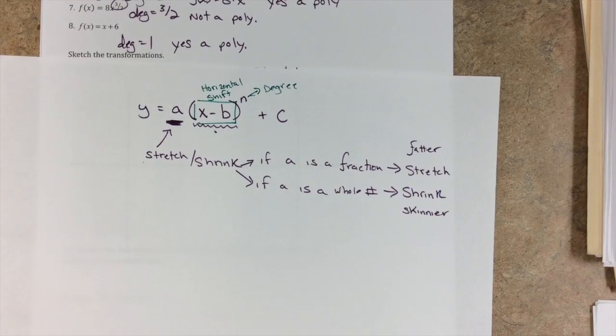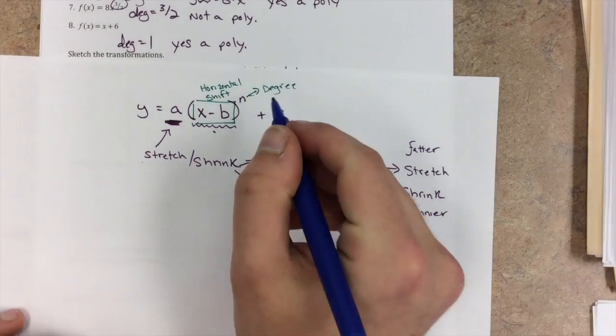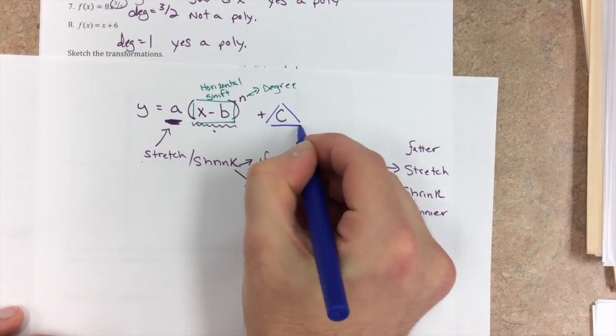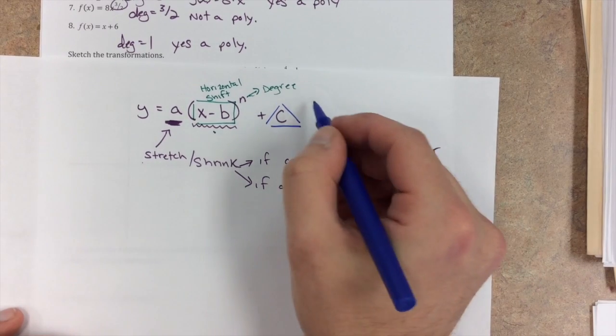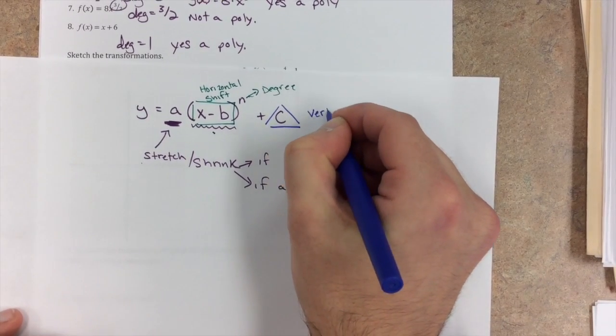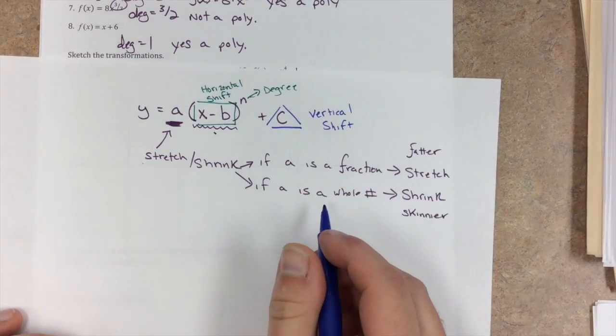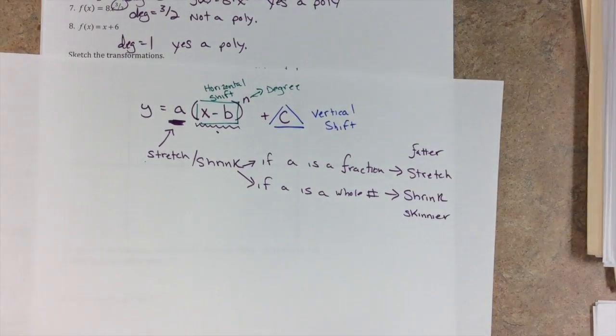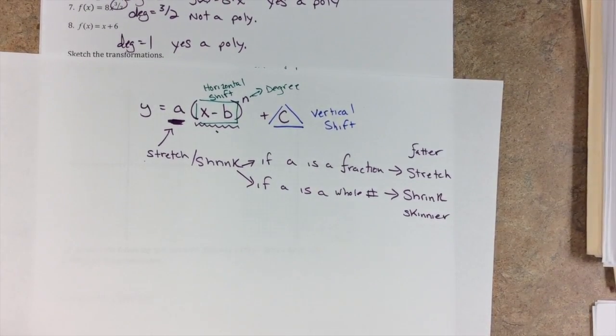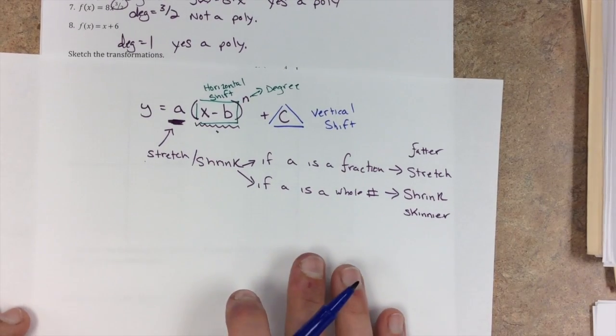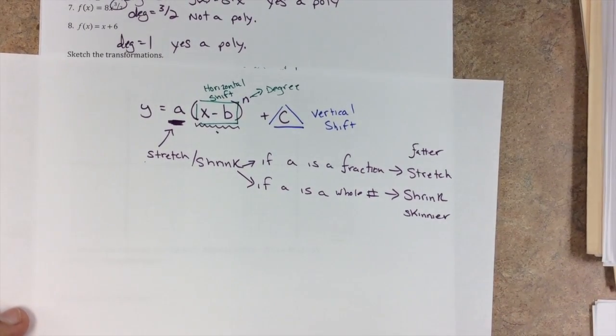The last bit that we have to worry about is this c value. For c, this gives us our vertical shift. So let's look at these problems in the next section, see if we can determine the horizontal shift, the vertical shift, and the end behavior of this graph.